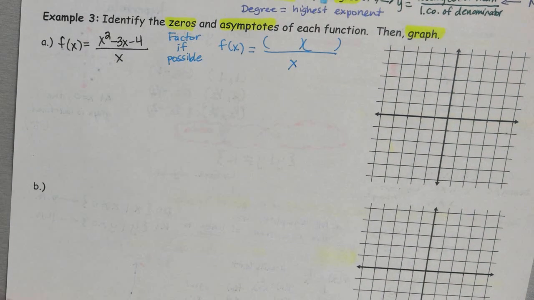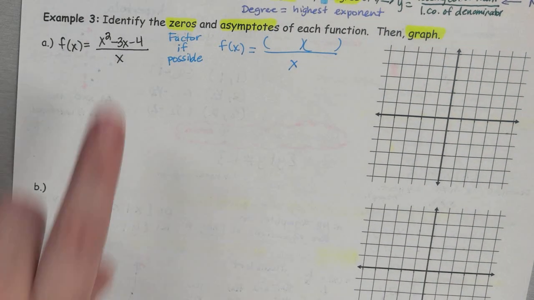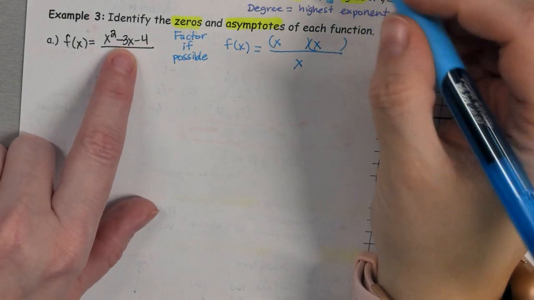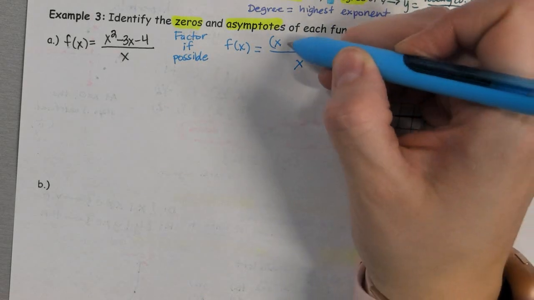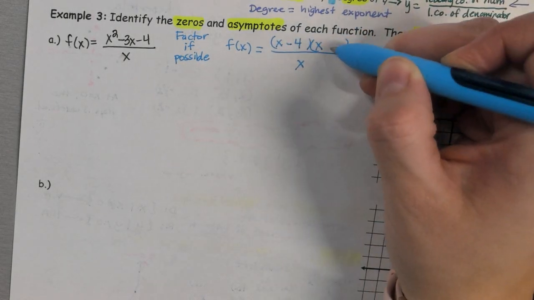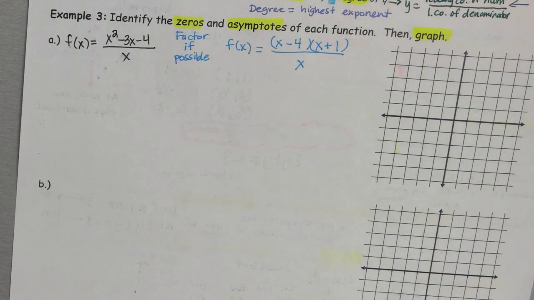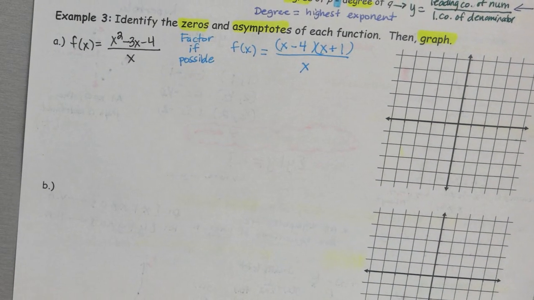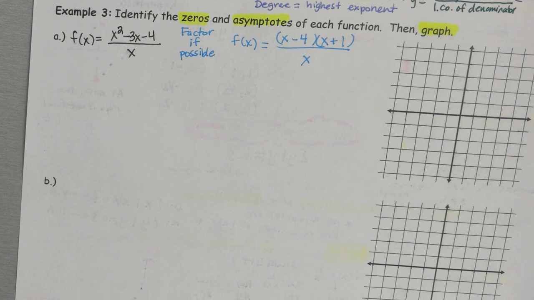We can't factor the denominator, that's just x. But for the numerator, it's x squared, so we start with x and x. What multiplies to negative 4 but adds to negative 3? Yeah, negative 4 and positive 1. Negative 4 plus 1.